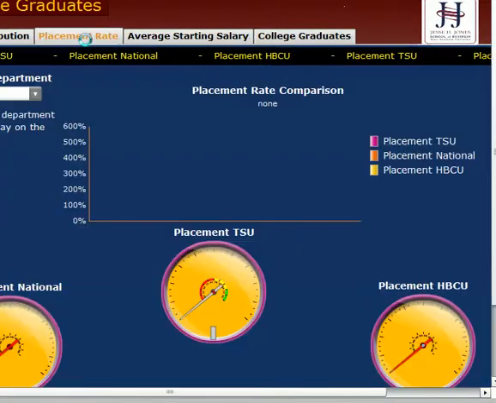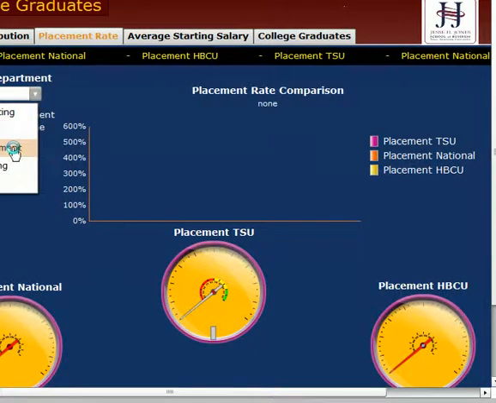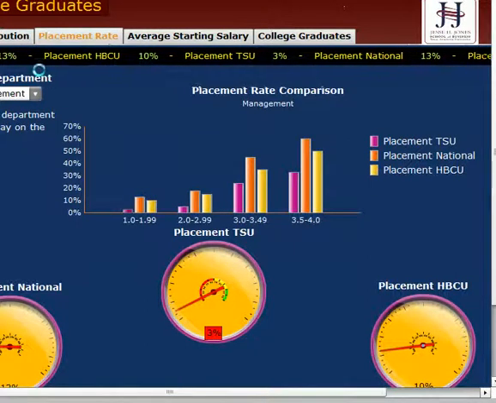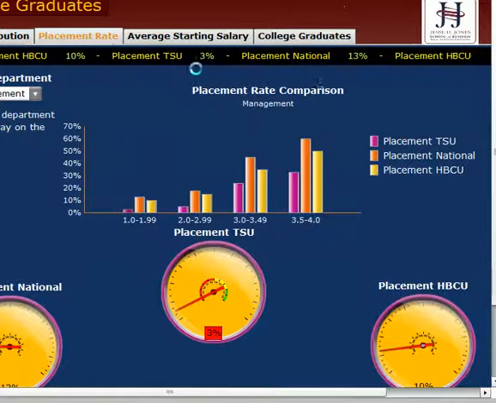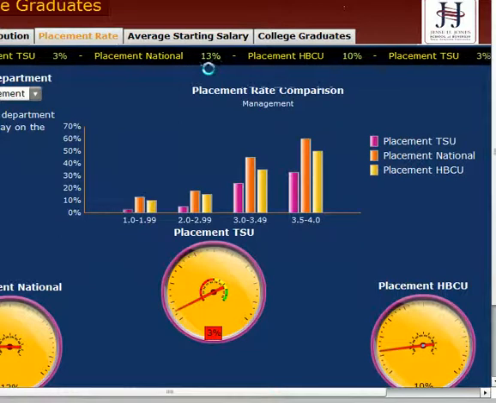If we look at placement, again, you choose a particular one. And the ticker is telling you that the placement national is 13%, HBCUs is 10%, and TSU is just 3%. So we're not really doing as good as other HBCUs or overall.